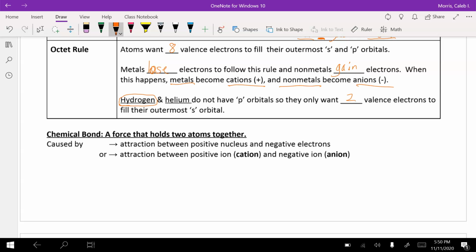A chemical bond is a force that holds 2 atoms together by one of these 2 means, either by attraction between a positive nucleus and the negative electrons, so just the attraction between the nucleus of one atom and the electrons in a close by atom. That's called covalent, and we'll get to it later. Or the attraction between the positive ion, a cation, and a negative ion, the anion. This one is what we're talking about today. This is an ionic bond.